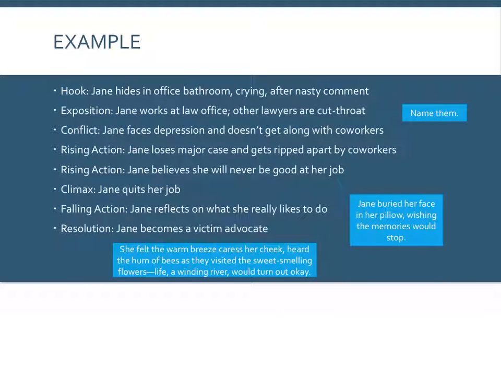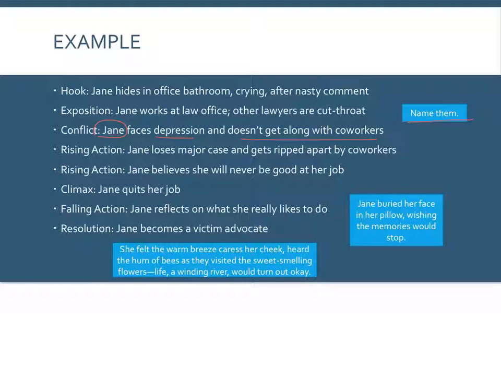So we've got our example that we've been working through all of the narrative targets here. Remember, we're talking about our character Jane, who has two conflicts: depression, and she doesn't get along with her coworkers, and we've got our short story built around those two conflicts. If I'm going to be very precise in my language, I'd want to make sure that as I'm talking about those coworkers, that I name them. This isn't just the lawyer down the hall. This isn't just the other woman mocked her. Give them names, make them more lifelike in that sense.